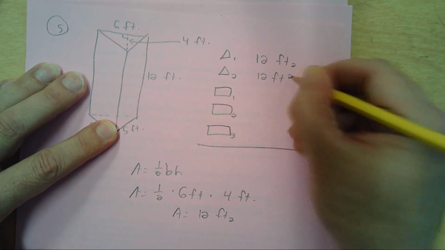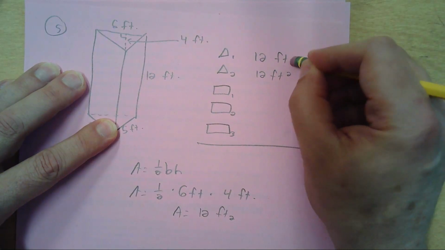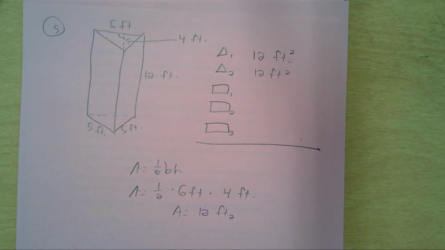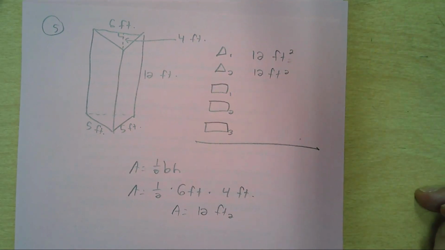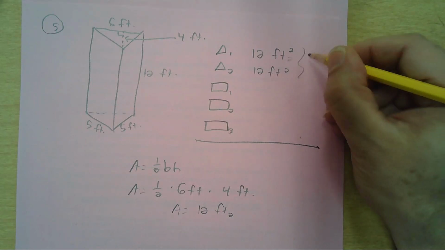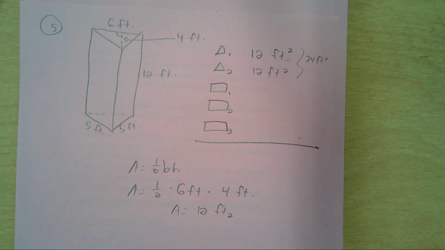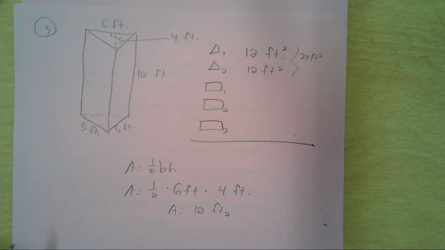Let's go, that's what I got. I got the base area is 24, for both of those. That's the sum of both triangles there. So you could certainly just figure it out once, multiply it by 2, and come up with 24 feet squared, and then tuck that number aside. Here, save it. So now we're on to the rectangle sides here.